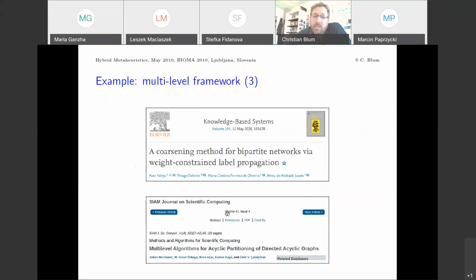So the first paper on this was from 2004, I think. But I think it's still a very powerful framework, especially, of course, when you think about problems in graphs. And you see this paper is, for example, from 2020. This year, this paper is from last year. So every year there are papers that make use of multi-level techniques.